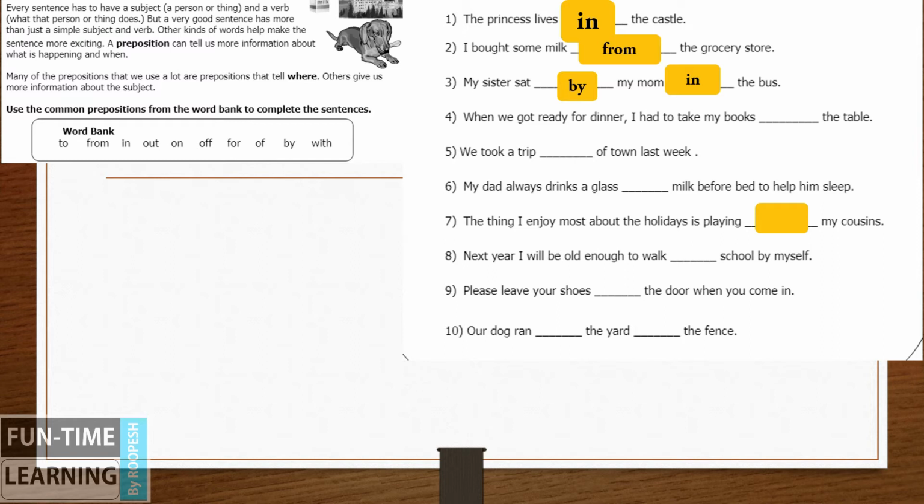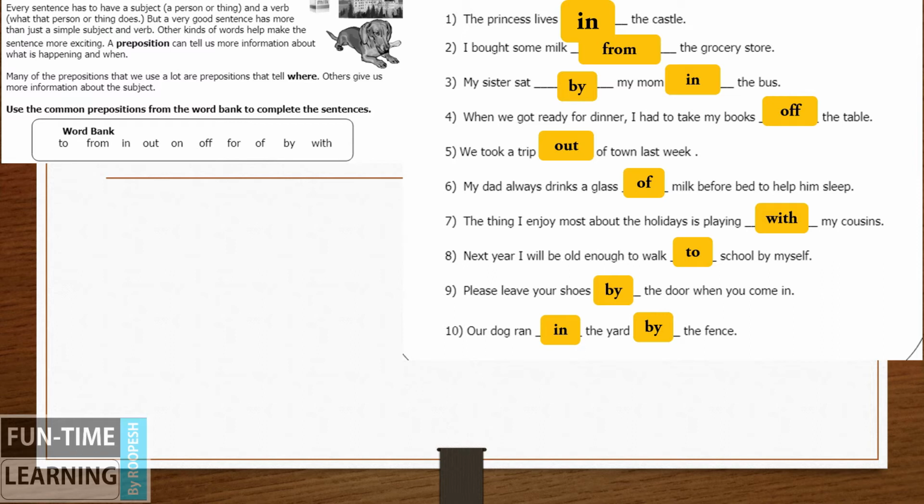When I got ready for dinner, I had to take my books dash the table. Off the table. Table il ninnu maatendi varunu ennulla arthathil. We took a trip dash off town last week. Out of town last week. Here is off, with, to, by, in and by. Our dog ran in the yard by the fence.